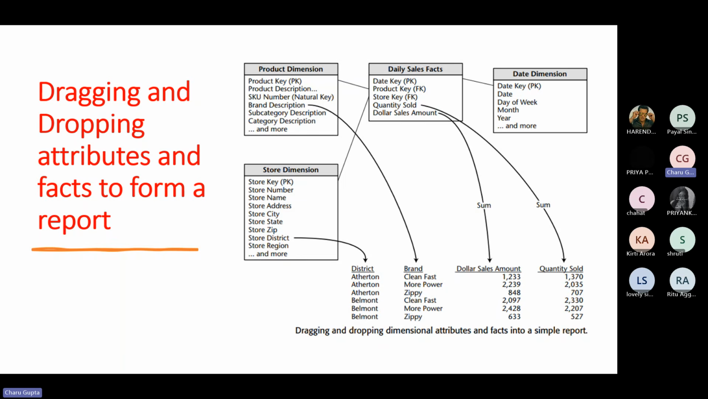While making a report, we can easily drag and drop the attributes of a fact table. This is how a data warehouse works. In any data warehouse, drag and drop features should be available.